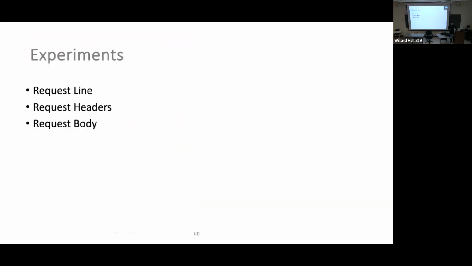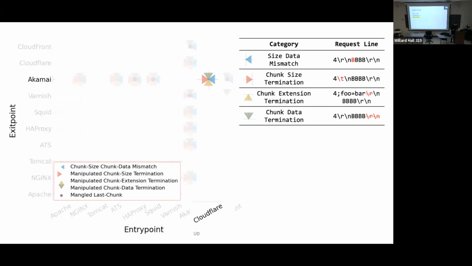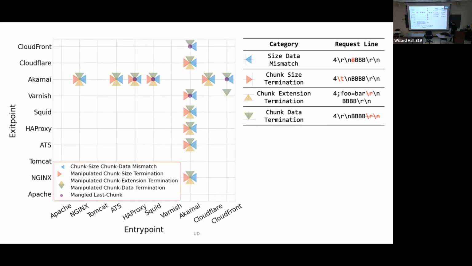We did the same thing for the request body. A classic one is the chunk data termination. At the end, what would happen if you don't put a \r\n, which according to the specification you should provide? But if you leave it out, the chunk data termination is different. How do different servers react to it? For this, we had specific access to how Akamai was dealing with these requests.